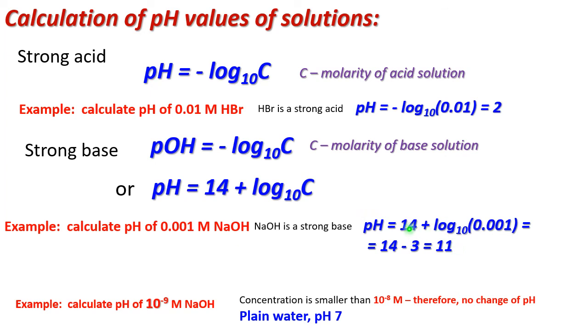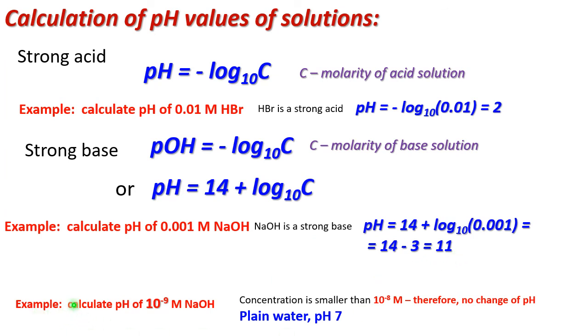So plugging numbers into the formula, pH is 14 plus log of 0.001. This log is minus 3. So total is 14 minus 3. pH is 11. Now, let's double check. This pH is much less than 7. It's acidic. We did not make a mistake. This pH is much higher than 7, so it's strongly basic. So we did not make any errors.